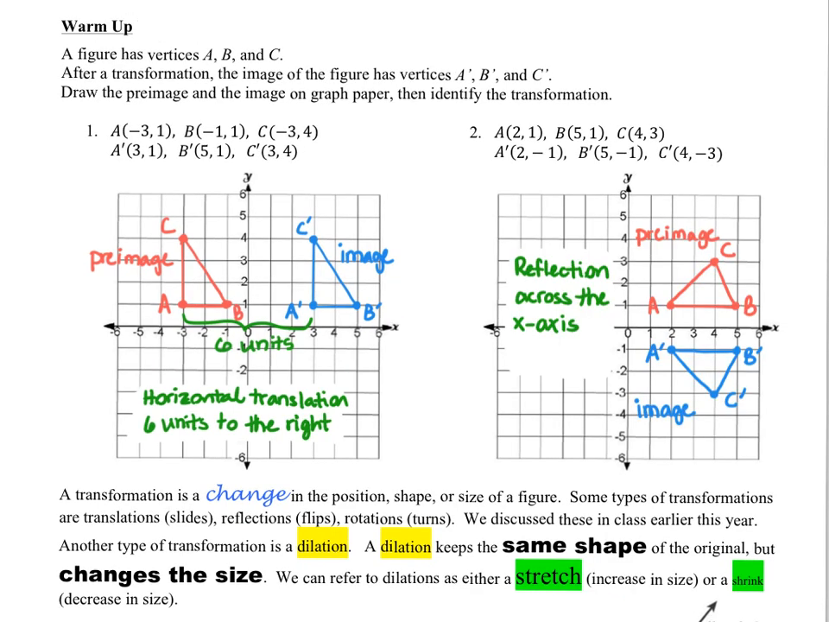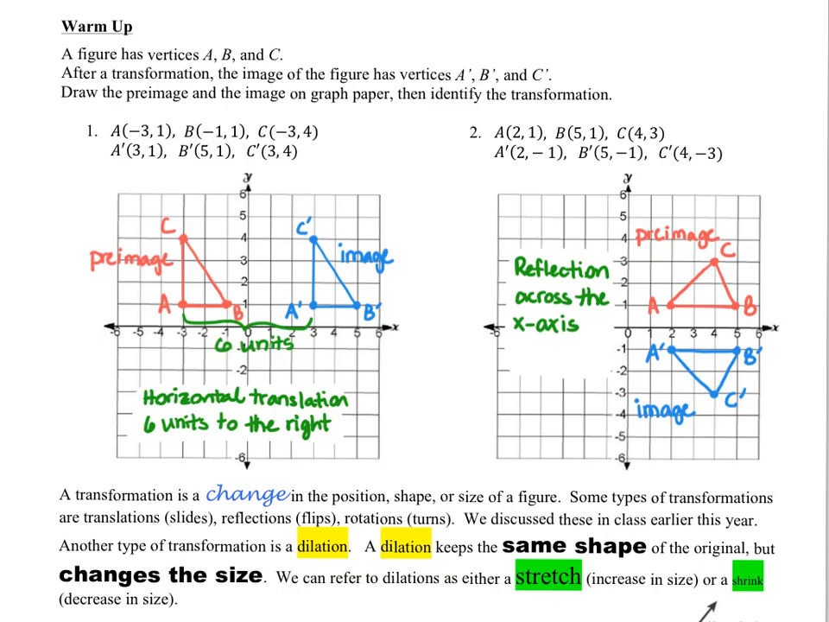Again, on number 2, we have graphed and labeled the pre-image and the image, and we can see that the orientation is completely opposite, unlike the one in number 1 where the orientation stayed the same but the position changed. In number 2, the orientation is upside down. The image is the upside down version of the pre-image, so we know that has been a reflection in the vertical direction, and in this case it was reflected over the x-axis.